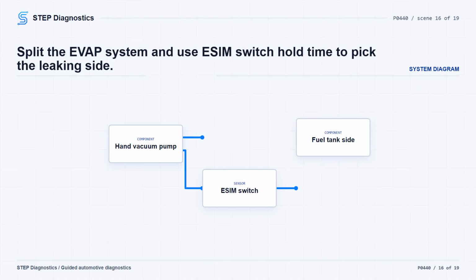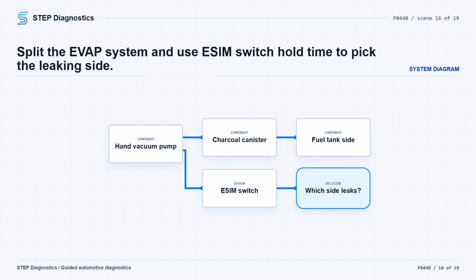If you choose to split the system, remove the canister tube from the charcoal canister. This is the tube that connects to the fuel tank on the other end. Attach a hand vacuum pump to the canister fitting and pump it until the ESIM switch closes. Then monitor ESIM switch state with the scan tool for up to 10 minutes.